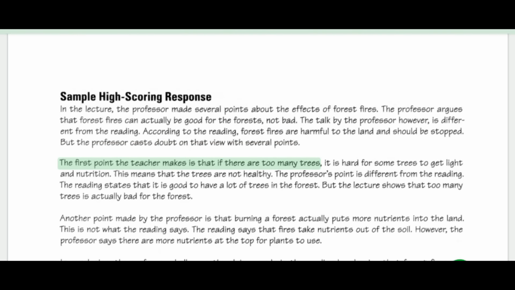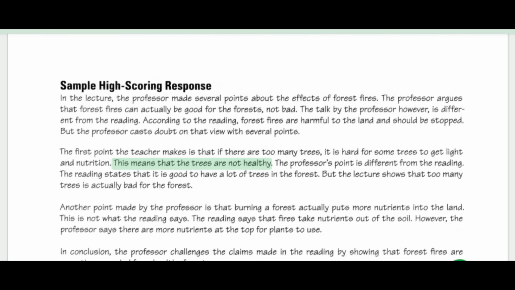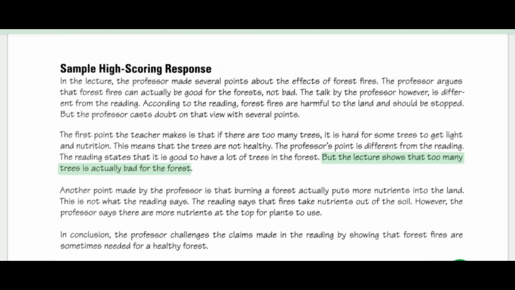The first point the teacher makes is that if there are too many trees, it is hard for some trees to get light and nutrition. This means that the trees are not healthy. The professor's point is different from the reading. The reading states that it is good to have a lot of trees in the forest. But the lecture shows that too many trees is actually bad for the forest.